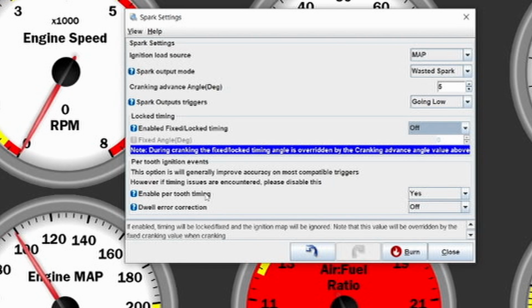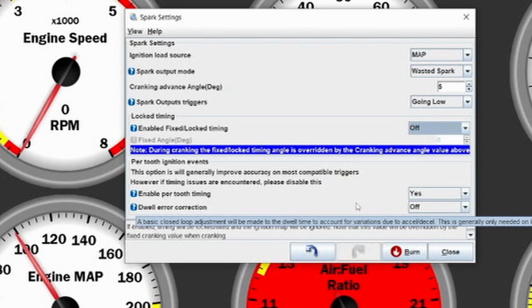Per tooth ignition events are not really necessarily a thing to have. You have to activate it, but it is recommended on systems that have relatively few trigger spots. Like for example, on a Miata, you only have 5 spots. You have 4 pins on the crankshaft and you have one pin on the camshaft. So resyncing every time one tooth passes will gain in accuracy and may lead to better power and less knock. So this may be an option to enable, but on a 36-2 or 36-1 or 60-2 trigger wheel, this is not a must-have.